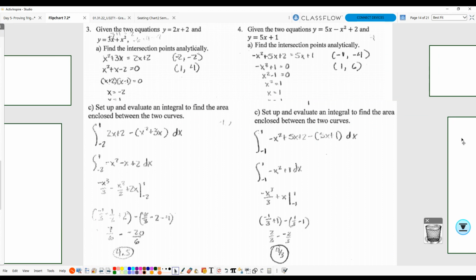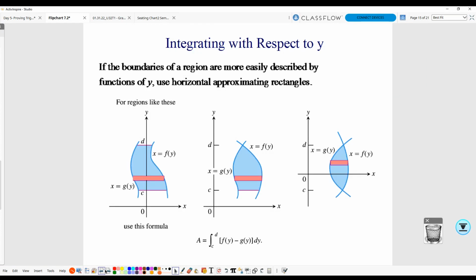Pause if needed to go over. And what we need to do today is turn things sideways.